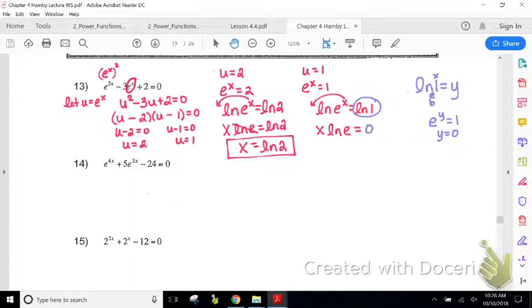So we got 0 there. And what is the natural log of e? 1. So we get x equals 0. And so there's my two answers.